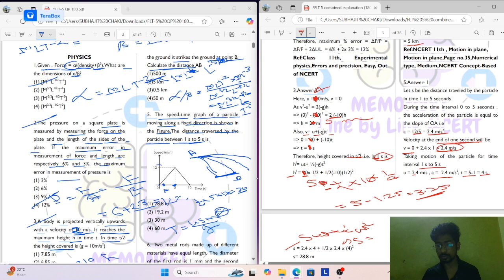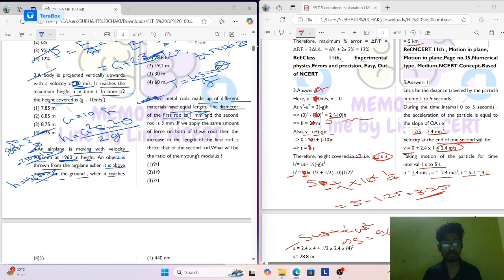Two metal rods made up of different materials have equal length. The diameter of the first rod is 1 millimeter, and of the second rod is 3.3 millimeter. If we apply the same amount of force on both these rods, then the increase in the length of the first rod is thrice that of the second rod. What will be the ratio of their Young's modulus?